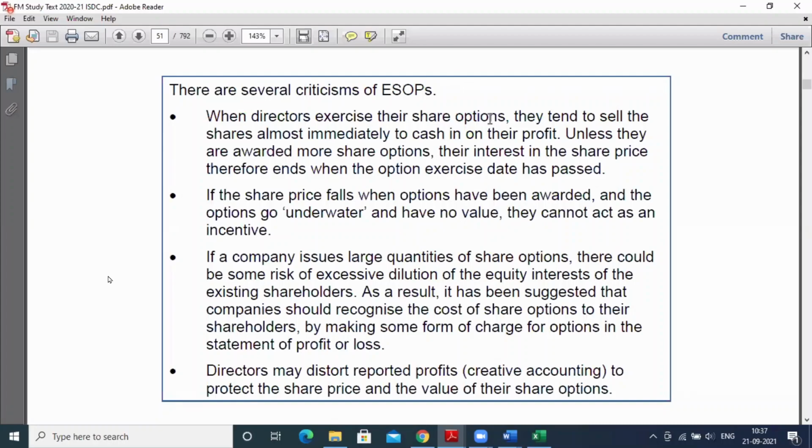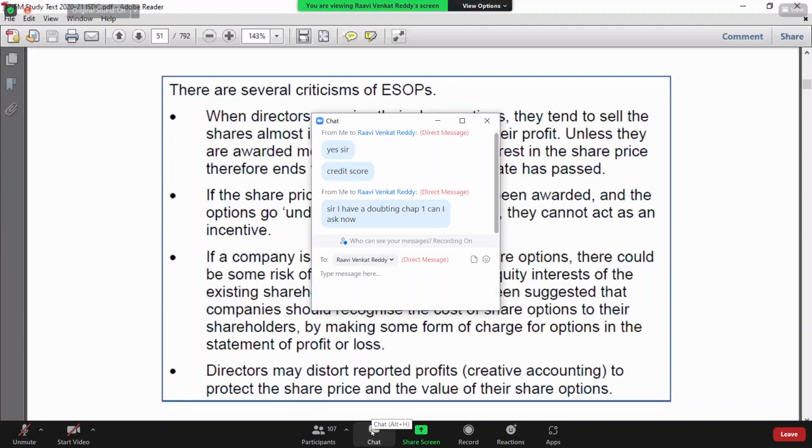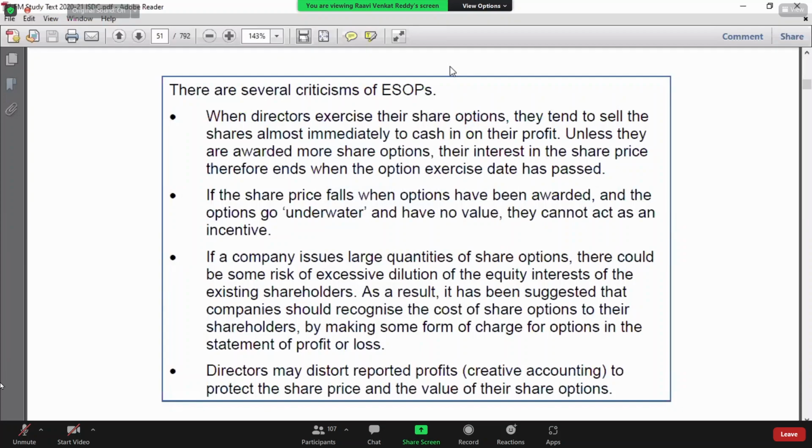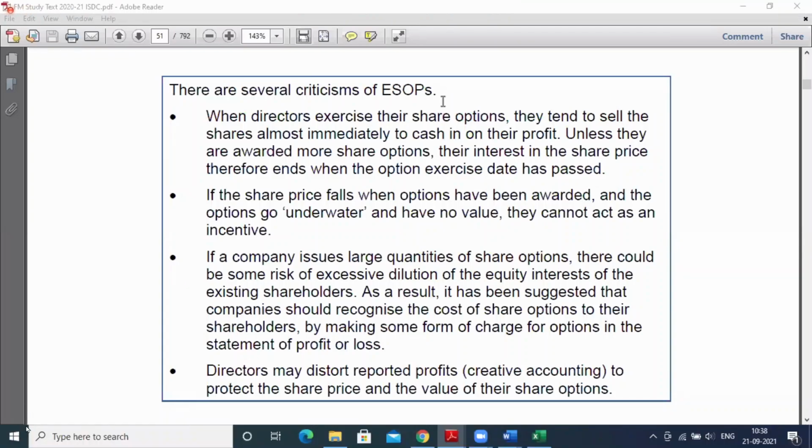I hope you might have understood. Is that clear, James? What I'm trying to say is, if the company prefers to issue excess ESOPs, it will directly affect the earning per share of the company. If the earning per share is affected, the existing shareholders might go with a disinvestment decision, which will cause a significant effect on the market share price.